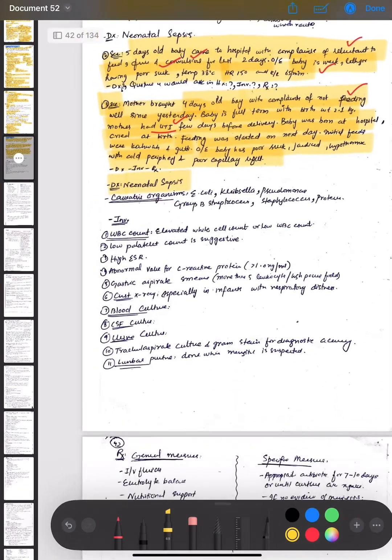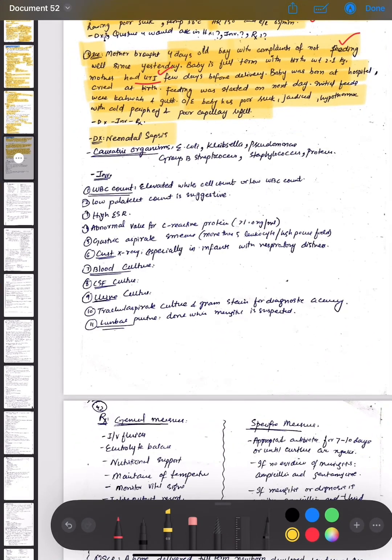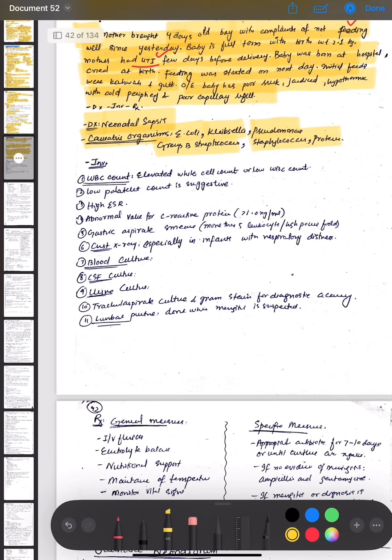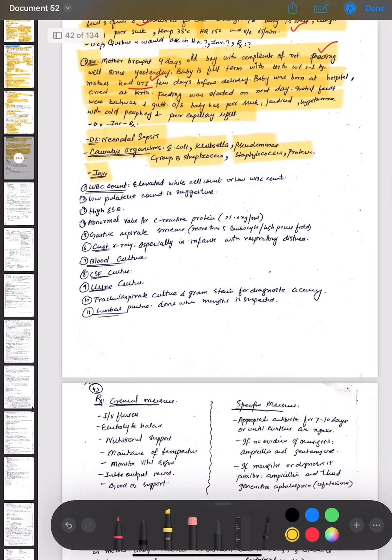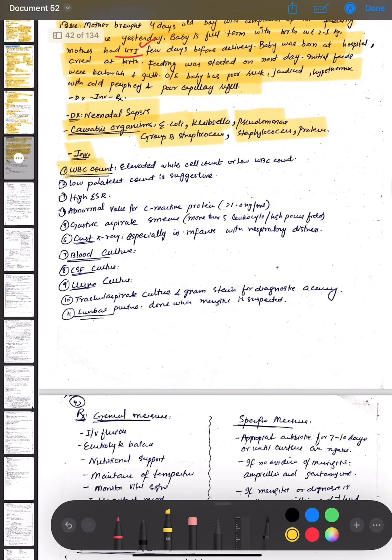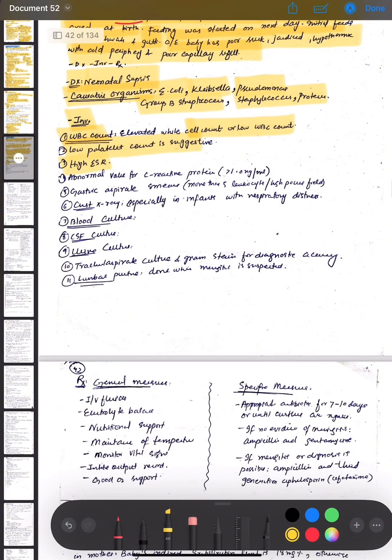The causative organisms for neonatal sepsis are E. coli, Klebsiella, Pseudomonas, group B Streptococcus, and Staphylococcus. The investigation options for neonatal sepsis include WBC count, that is elevated white cell count or low WBC count. Then low platelet count is suggestive, high ESR, and abnormal value of C-reactive protein due to the infection.